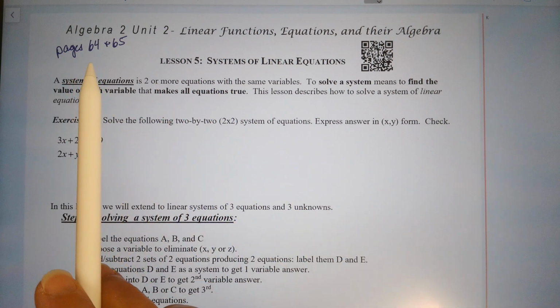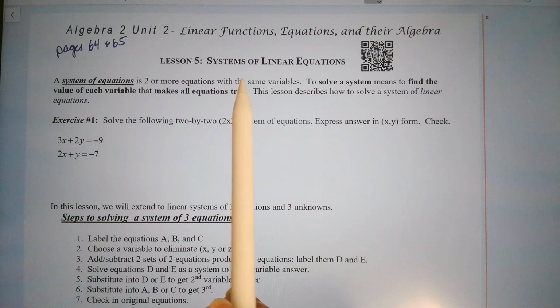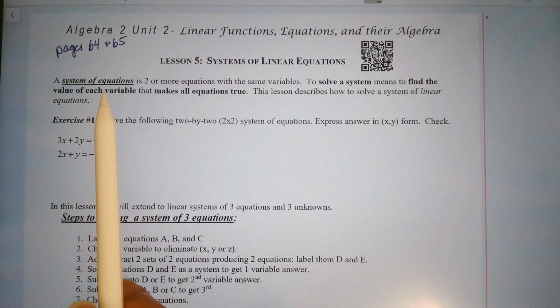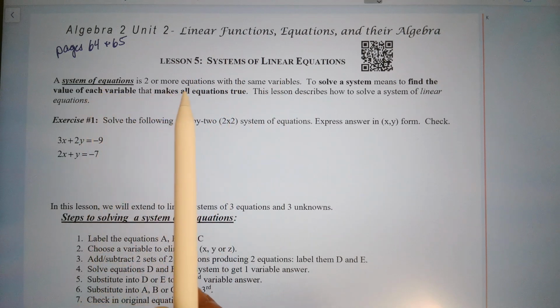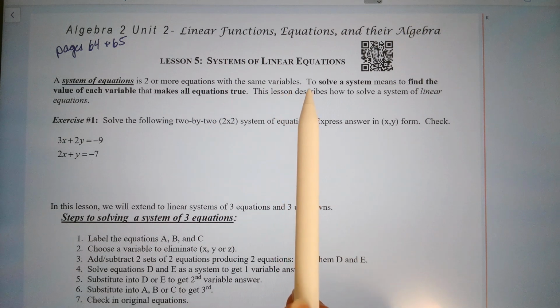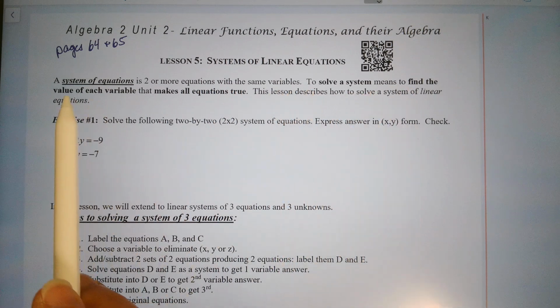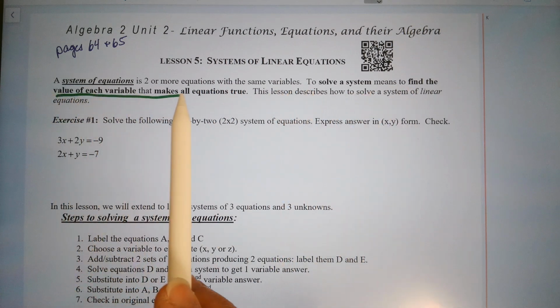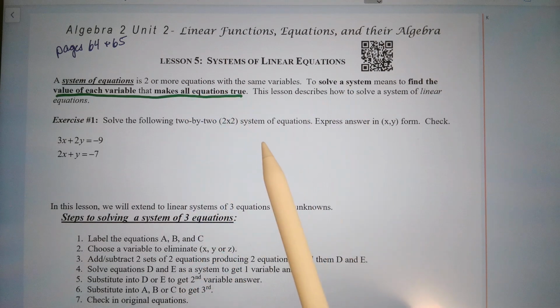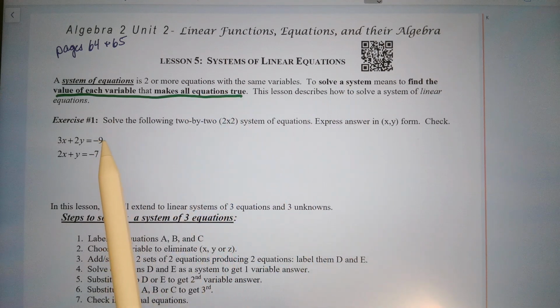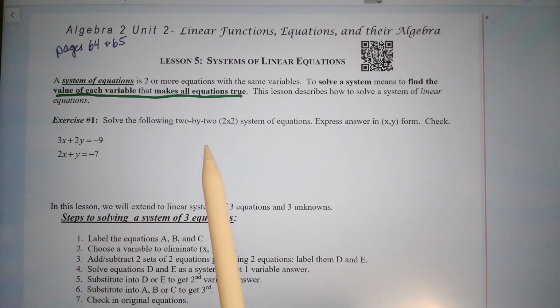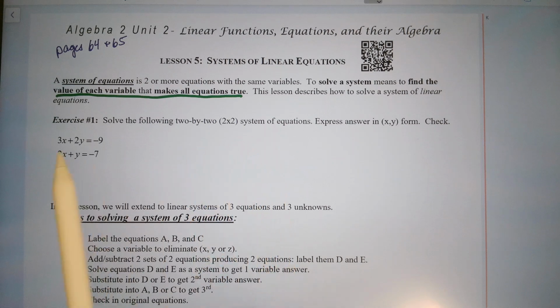Today we're on pages 64 and 65 of our textbook, solving systems of linear equations. A system of equations is two or more equations with the same variables. To solve a system means to find the value of each variable that makes all equations true. We'll first be solving what is called a 2-by-2 system of equations, where we have two equations with two unknowns.